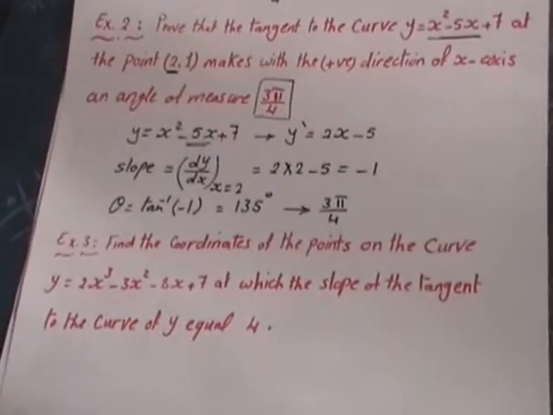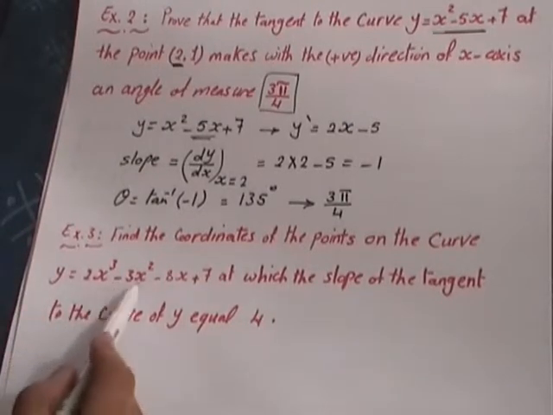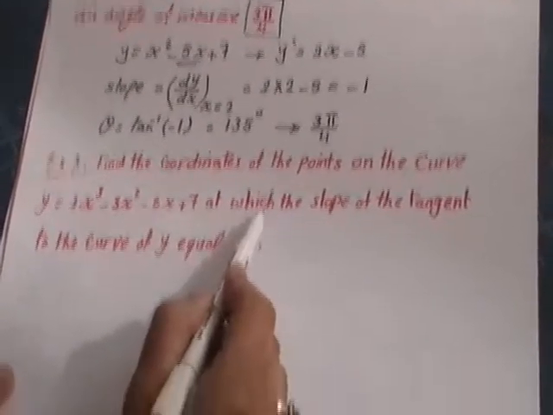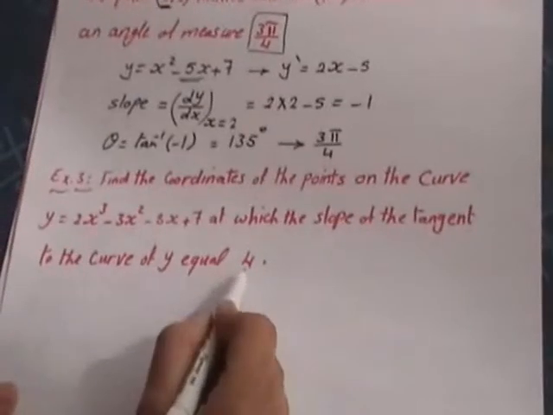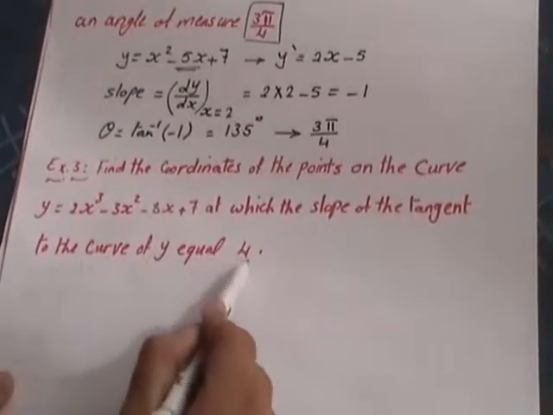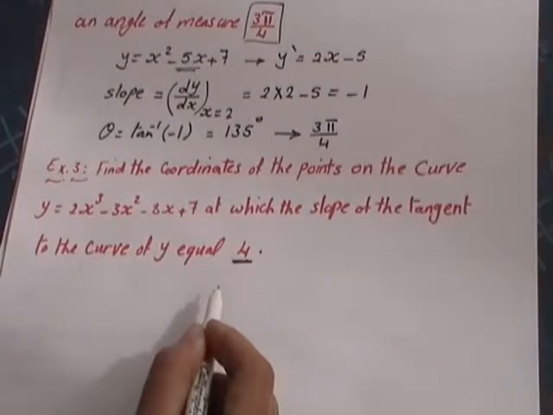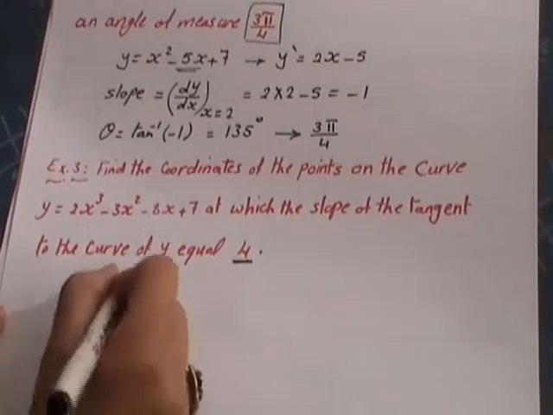Another example: find the coordinates of the points on the curve y equals x power 3 minus 3x squared minus 8x plus 8 at which the slope of the tangent to the curve equals 4. The slope of the tangent to the curve equals 4. So if he asks me to find the slope, we must find the first derivative of the function of the curve, which is y.